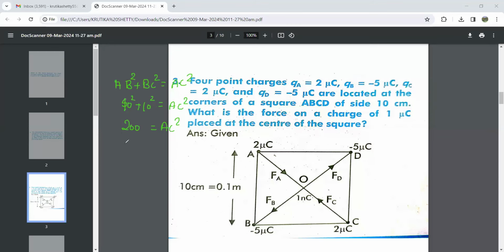So therefore AC is equal to under root of 200. You can write 200 as 100 into 2. When you write it as 100 into 2, this becomes 10 root of 2, which is equal to AC. Okay, what did we say now? We have OA is equal to OB is equal to OC is equal to OD.